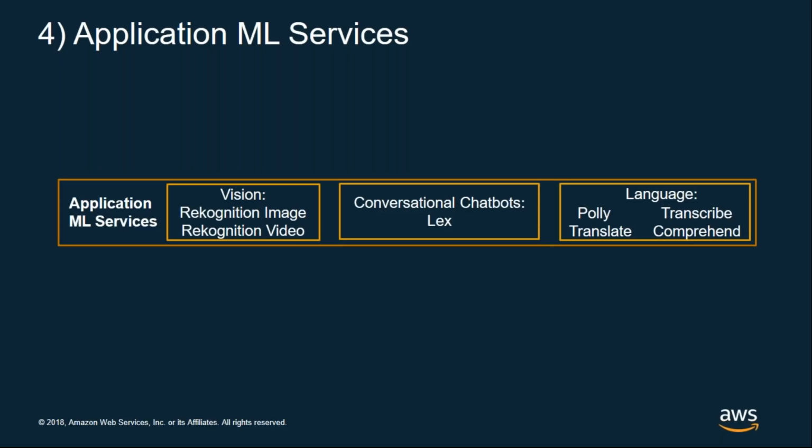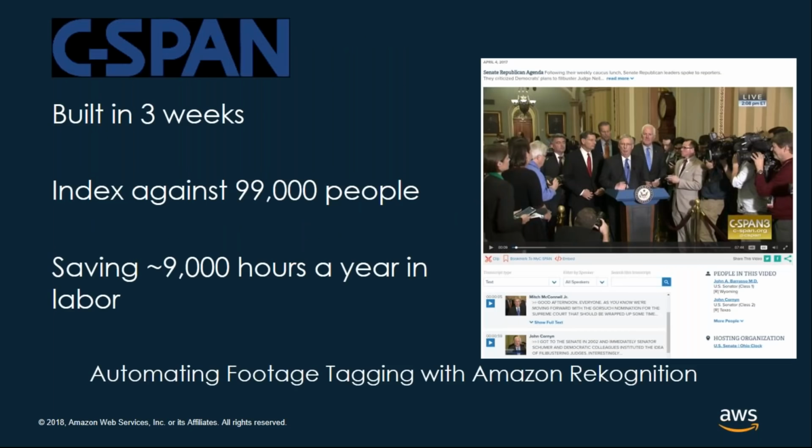So that's Amazon Translate. Then we have Amazon Transcribe, which is essentially the reverse of Polly, which allows you to take spoken words and turn them into a transcription in a textual format. And then finally, we have Amazon Comprehend, which is essentially NLP, or natural language processing, to pull out entities and keywords from text and also pull out sentiment. So a good example of customers using the application AI services.